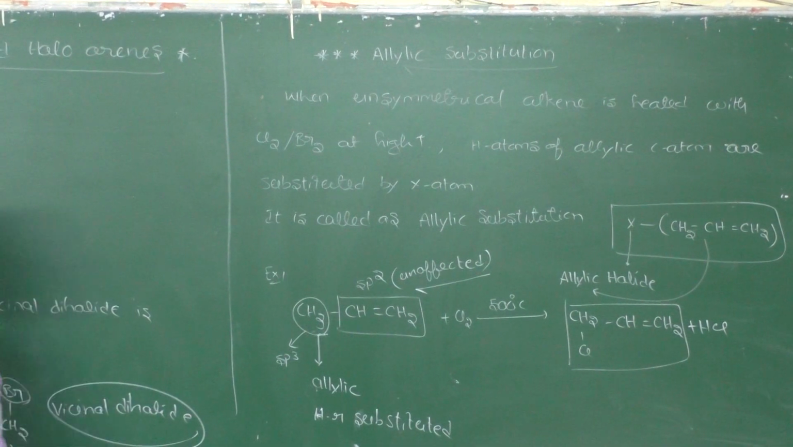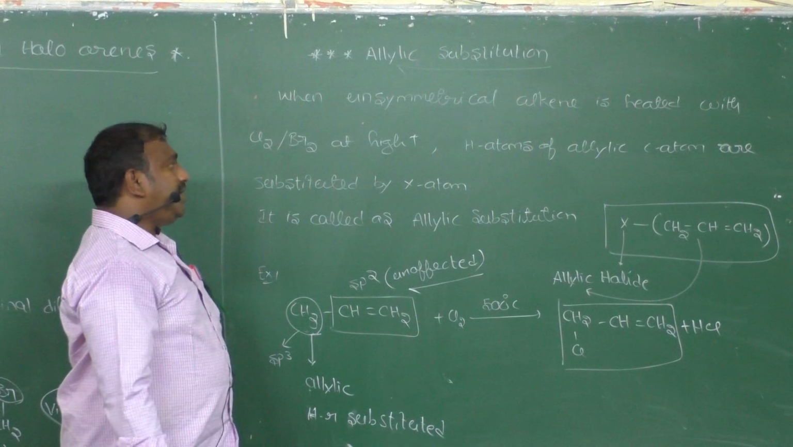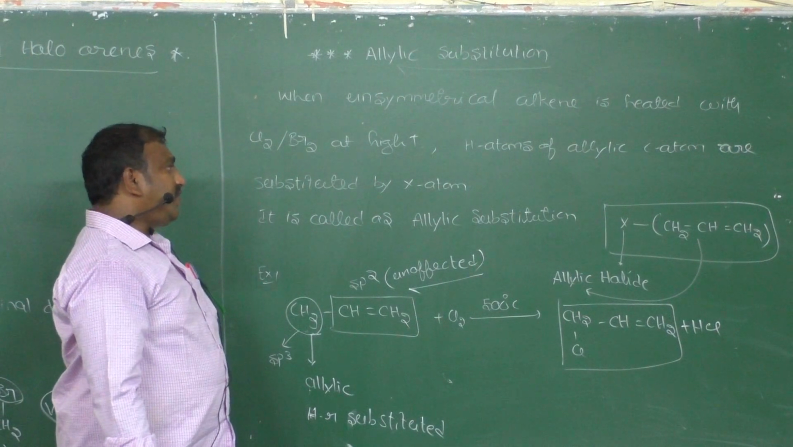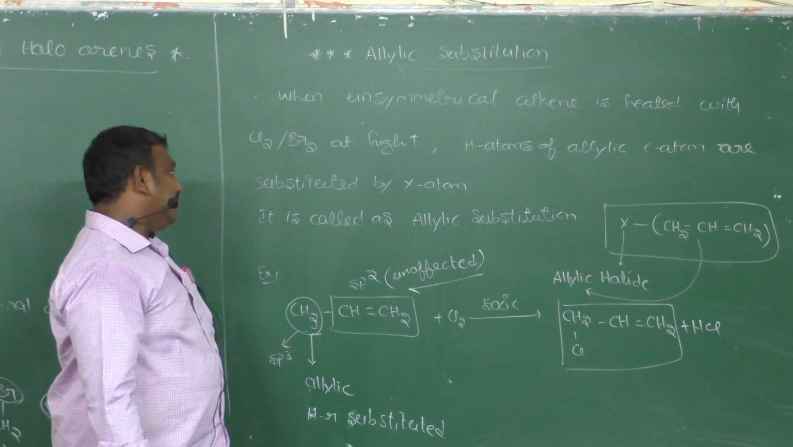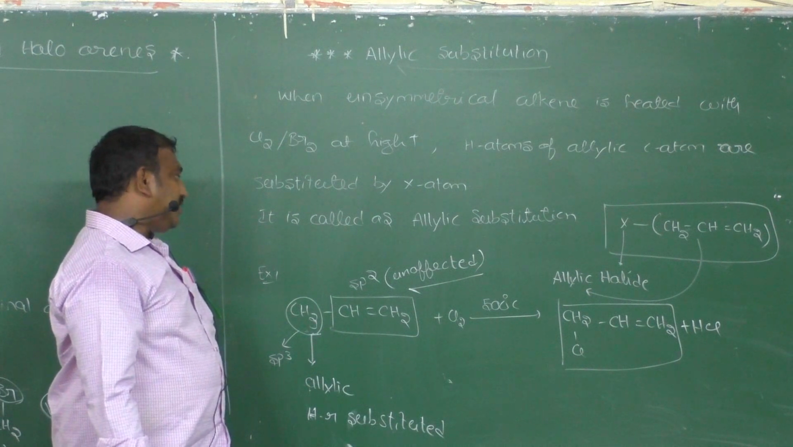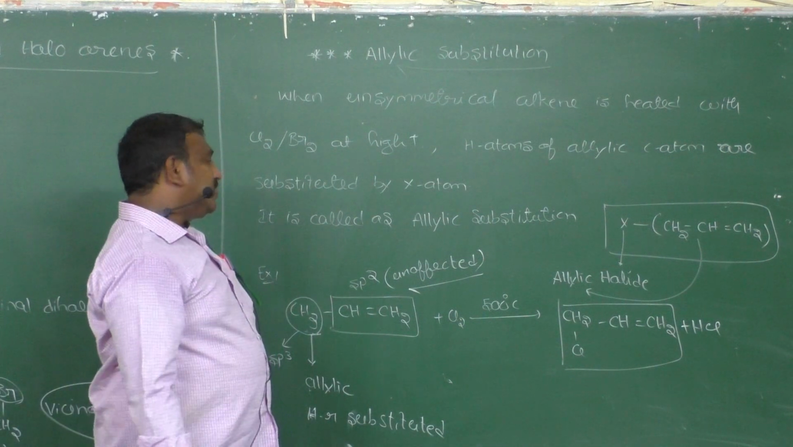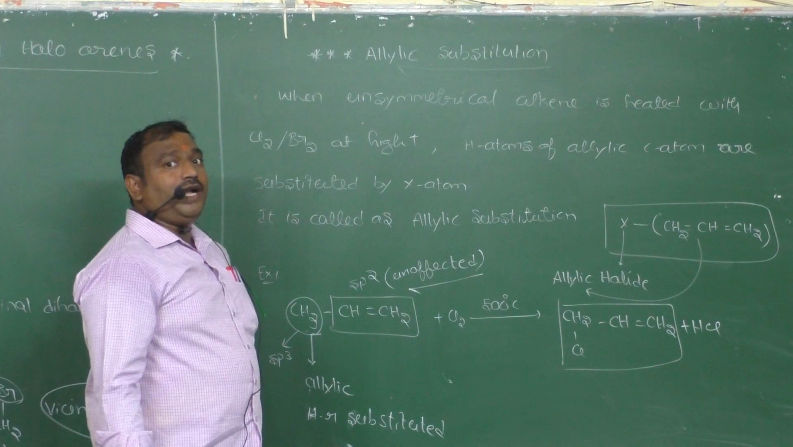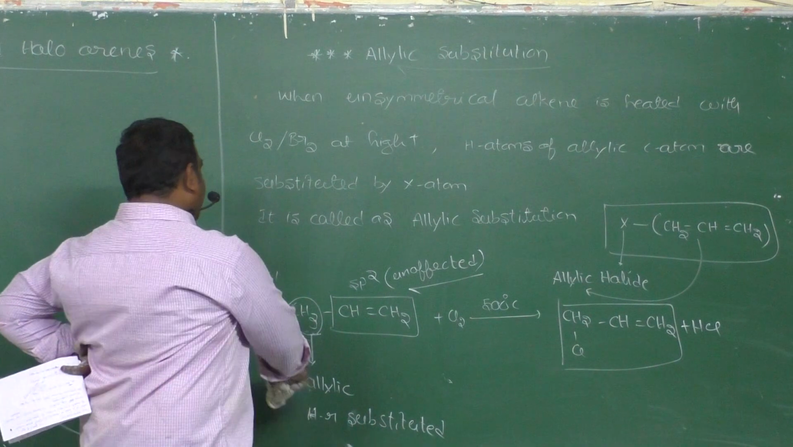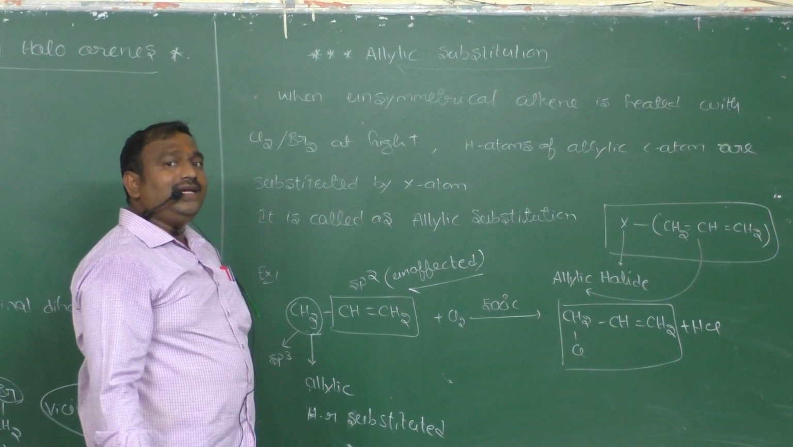When an unsymmetrical alkene is heated with chlorine or bromine at high temperature, hydrogen atoms of the allylic carbon atom are substituted by a halogen atom. It is called allylic substitution. Here, the hydrogens on the sp2 double bonded carbons are not affected, but the hydrogen atoms of the sp3 carbon are substituted by a halogen atom.